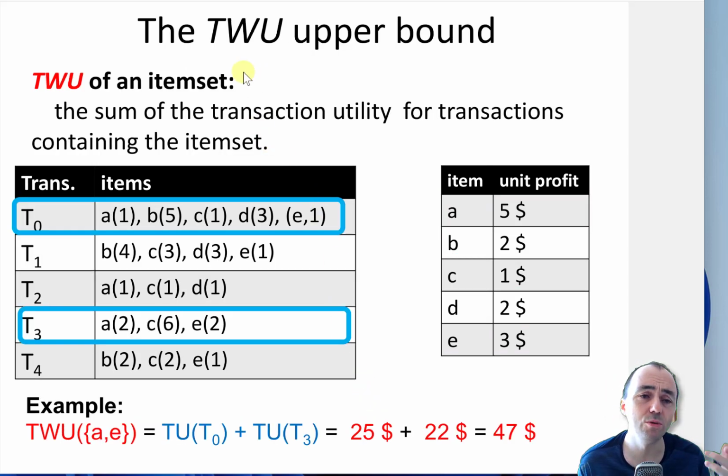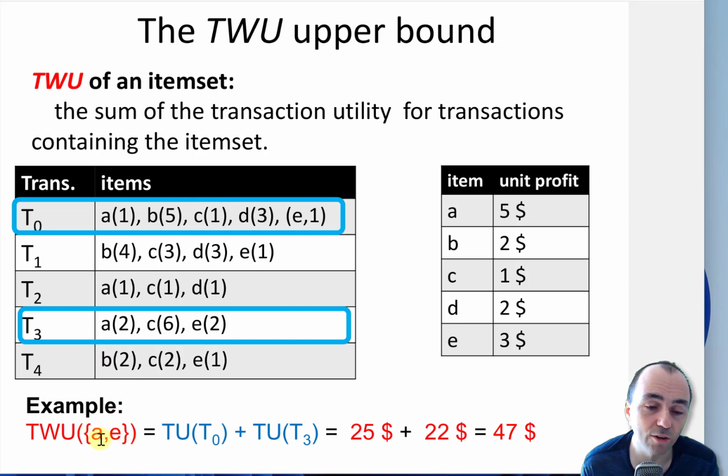Now I will explain to you how we can use this to have some upper bound on the utility, and how it is useful to design a good algorithm. So what we call the TWU of an item set, I need to give you the definition first. It will be the sum of the transaction utility of the transactions that contain the item set. So let me explain this with an example.